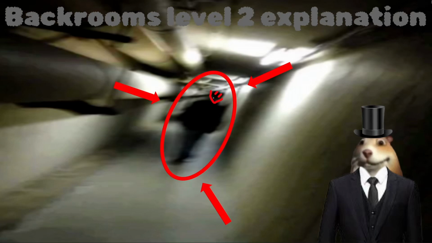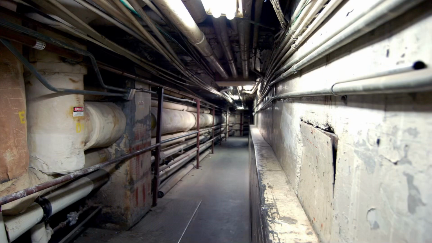Now let's begin. Entry 1. Increased danger. Level 2 is often depicted as being more hazardous and unsettling than Level 1. The environment may be more hostile, with increased chances of encountering dangerous entities or traps.